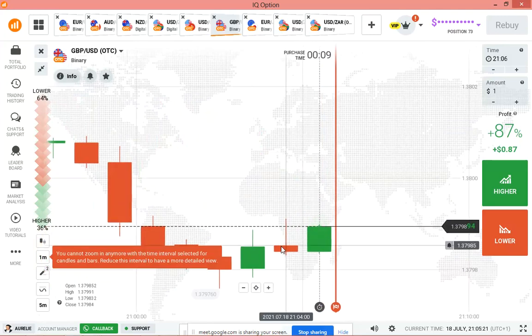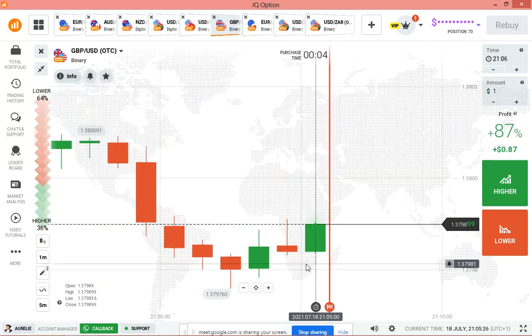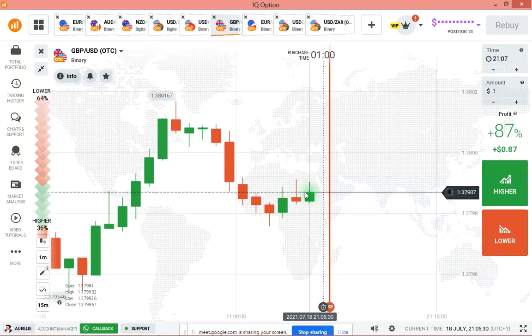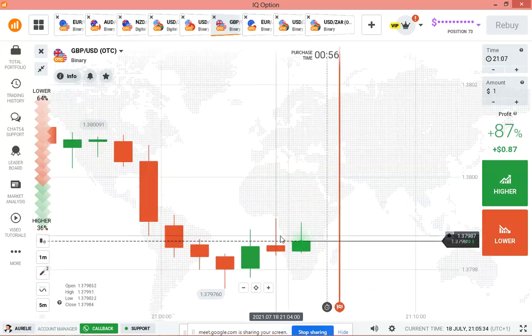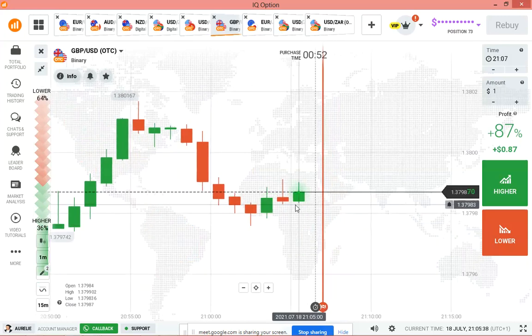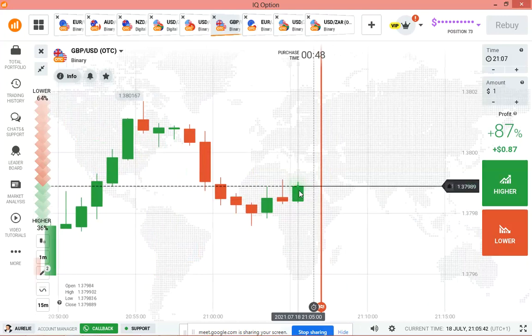Will the price go down? No, because there's no gap up. If the price is going to go down, there should be a gap up. But here there's no good enough confirmation. So let me see what is going to happen to this candle.